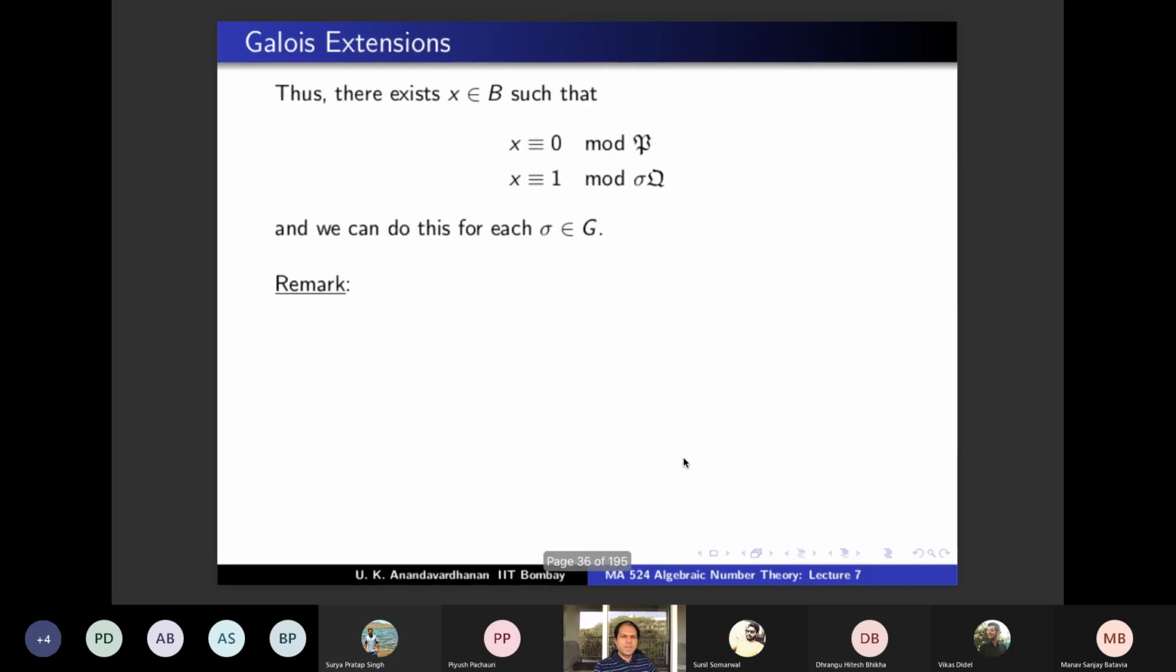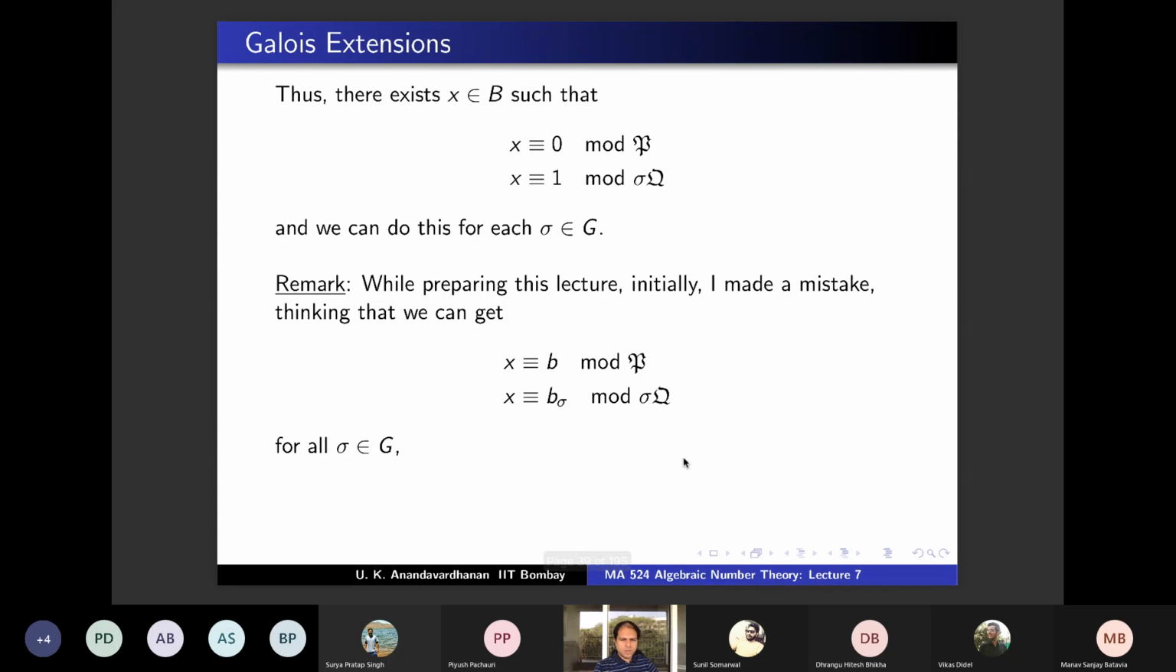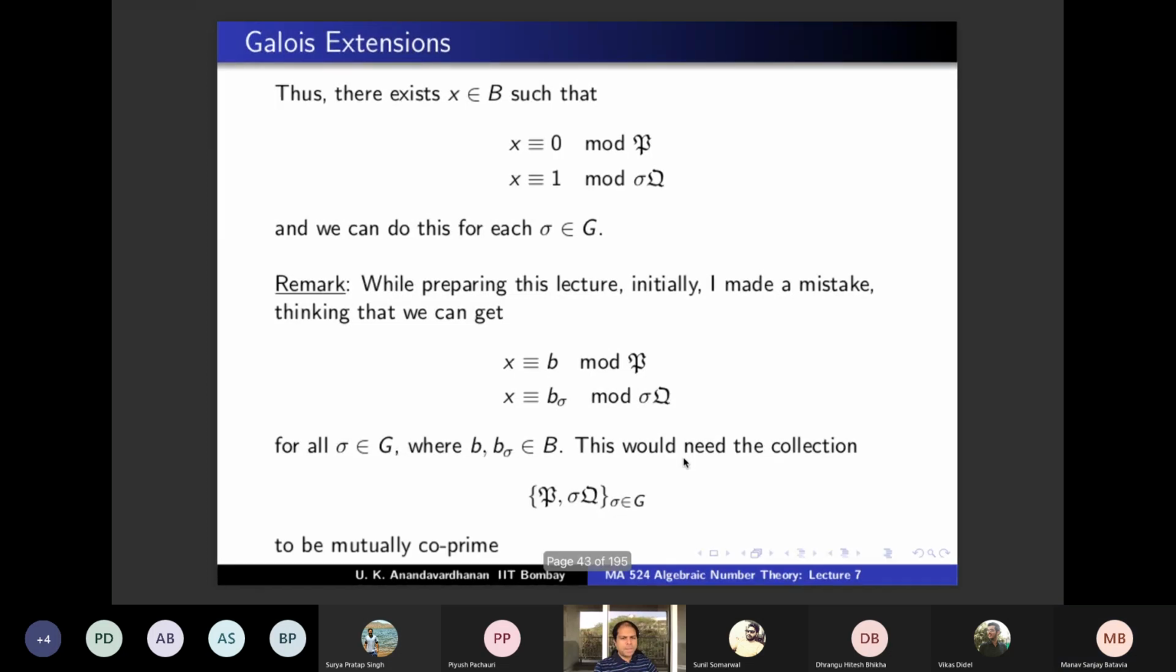So it was not really a mistake. I will rewrite this. I'm saying that this would need this collection to be co-maximal, which is also true provided I'm counting correctly. See, what might happen is sigma 1 Q may be equal to sigma 2 Q. If sigma 1 Q is not sigma 2 Q, then they are also co-maximal.